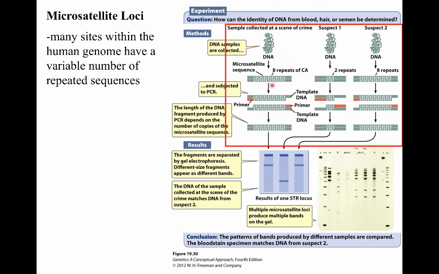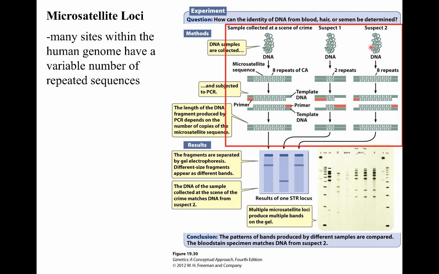So here's individual 1. Here are the repeats, and it has 8 of those repeats. The repeats, I think, are CAC. So CAC 8 times. That's individual 1. Individual 2 only has 2 of those repeats. Oh, no, the repeat is CACA. So there's 2 repeats, and here's another individual that has 8 repeats. And so this is Johnny, this is Freddie, and this is Jimmy.